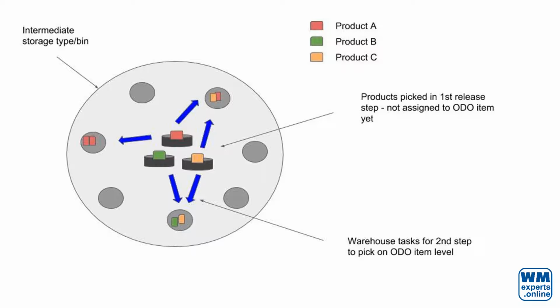To sum it up from the process perspective, we optimize the picking by collectively removing products which are requested by multiple different ODO items. This way we minimize the picking operations and reduce the total travel distance. The customizing is pretty straightforward here, just a quick look, as the purpose of this video is not to guide you through the implementation.